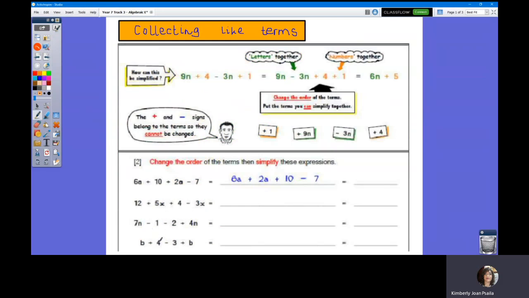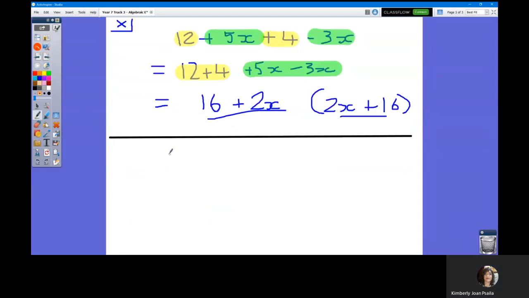Let me work out this and then the last one. So we have 7n minus 1 minus 2 plus 4n. Okay, so we need to collect the like terms and then we simplify again. So we have 7n plus 4n, minus 1 and minus 2. Okay, so values, constants are together, family of n should be together. Okay, so let's regroup them, let's collect like terms.